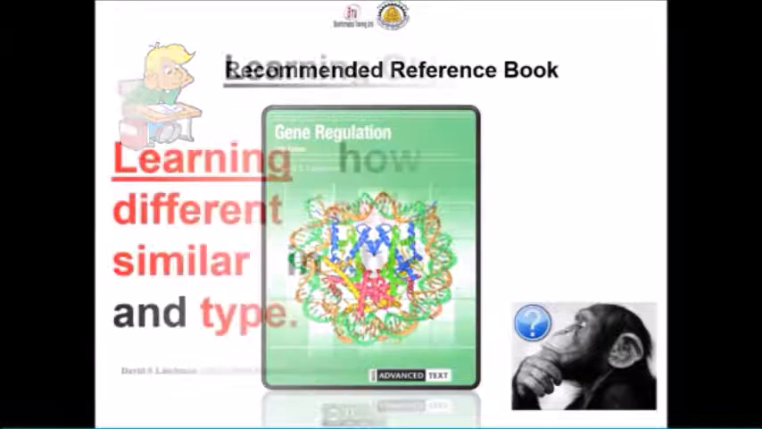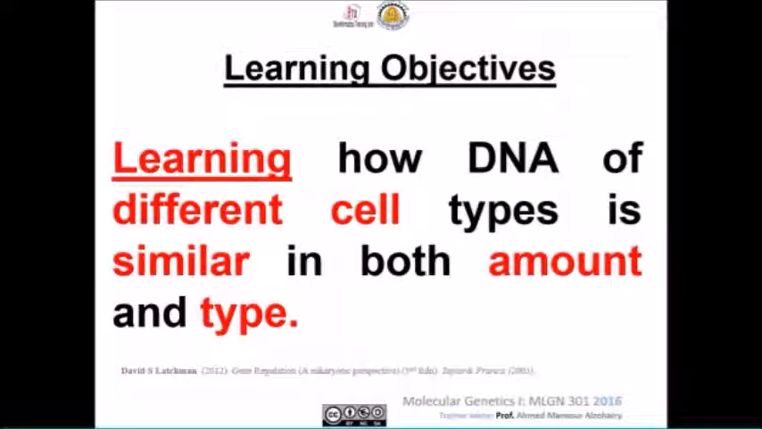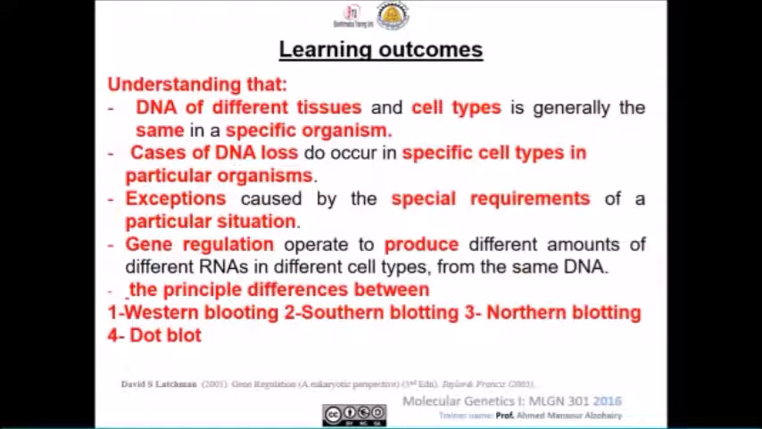And in this lecture we will learn how the DNA of different cell types is similar in both amount and type. The outcome of this lecture that we should understand by the end is that the DNA of different tissues and cell types is generally the same in a specific organism. Also, we'll understand cases of DNA loss, and that these cases do occur in specific cell types in particular organisms. These are exceptions, of course, caused by special requirements in particular situations.